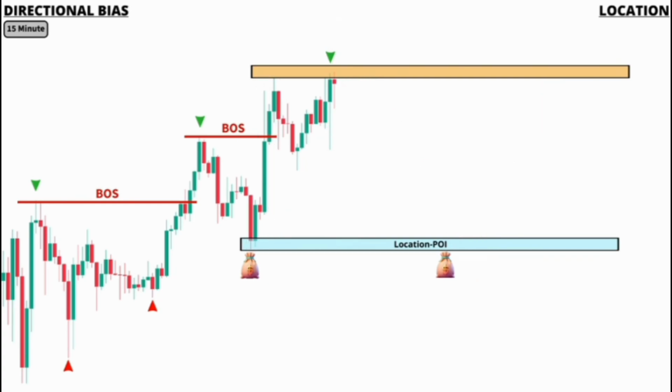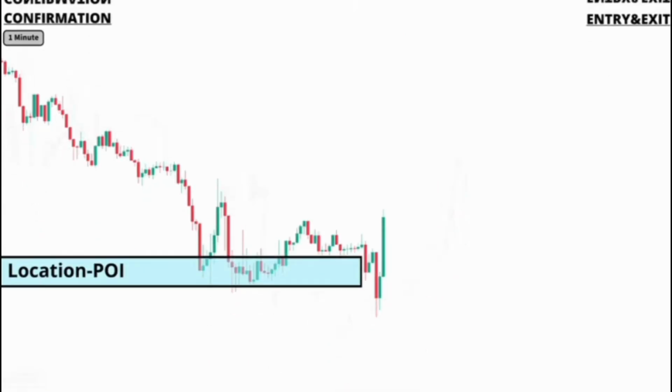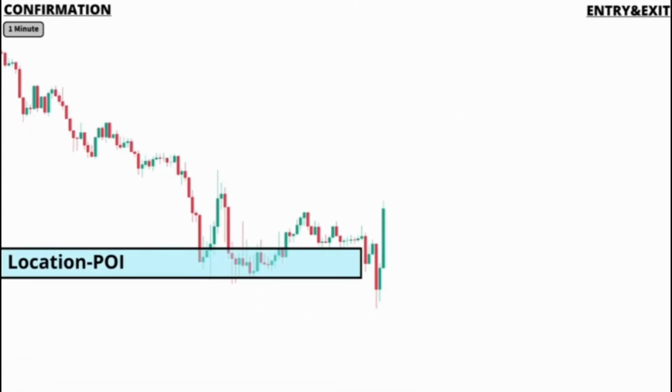At this point, our work on the 15-minute chart is complete. Our directional bias is bullish, our location is this high-probability zone, and now all we have to do is wait for price to come back to it. As soon as price reaches our zone, we switch to the second chart. Step 3. Confirmation on the 1-minute chart.